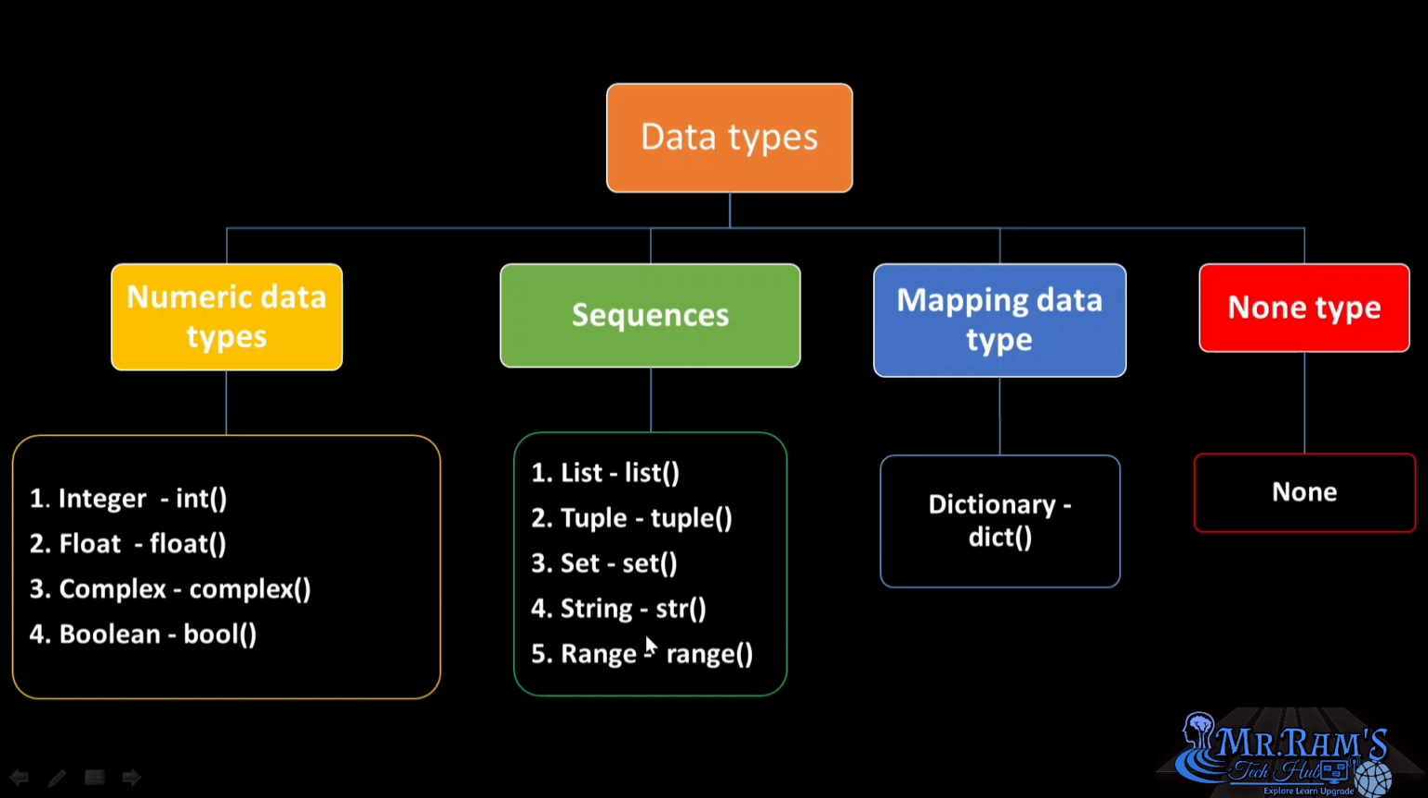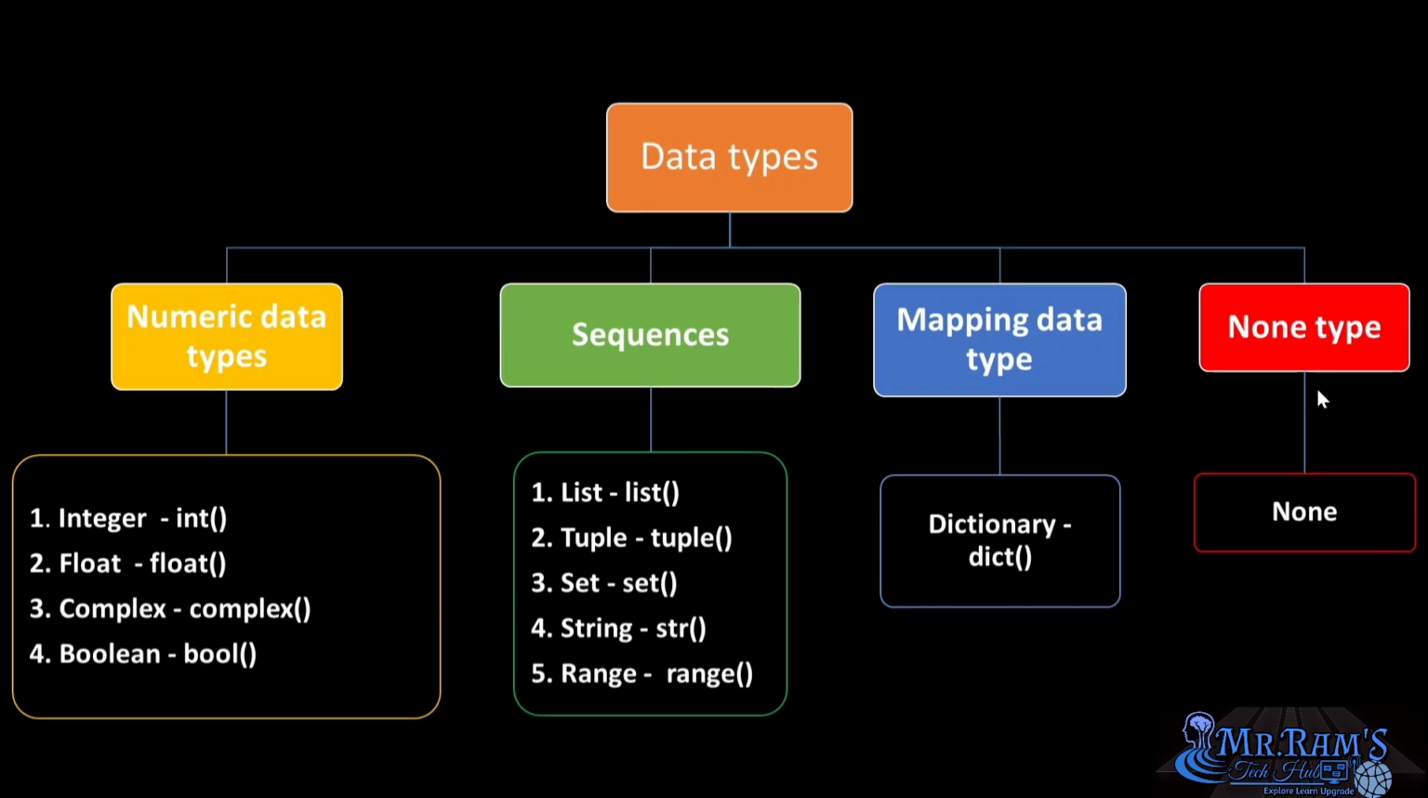And string, we store a sequence of characters. Writing within quotations is known as a string. And we have the range method to print between a range of values. The next one is the mapping data type, that is a dictionary. It is used to store pairs of values, a key and a value. And finally we have none type. Here we declare a variable and do not assign any value. For that purpose, we use the none data type.